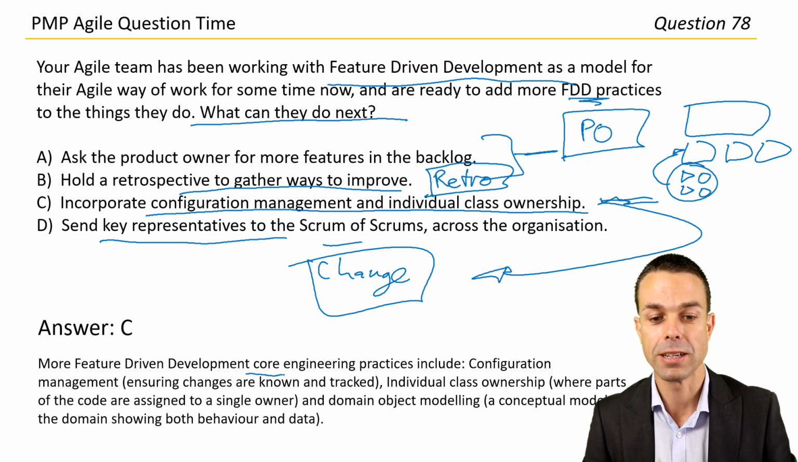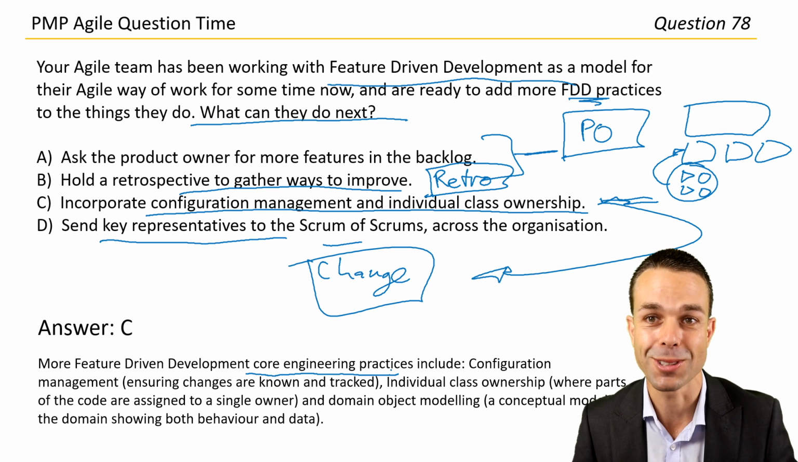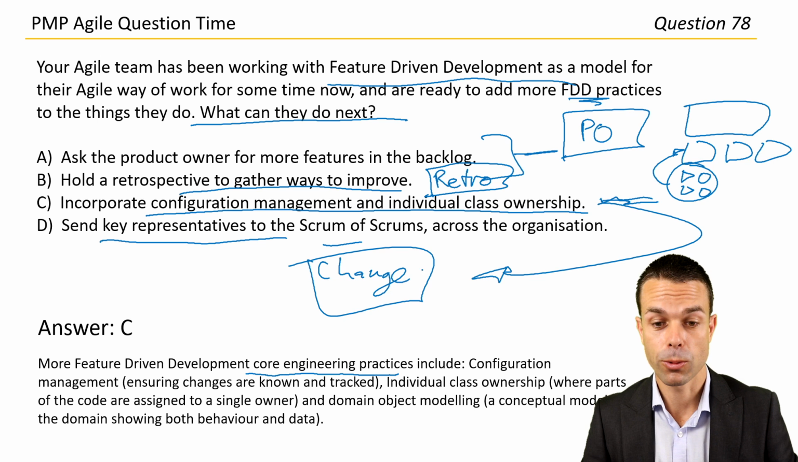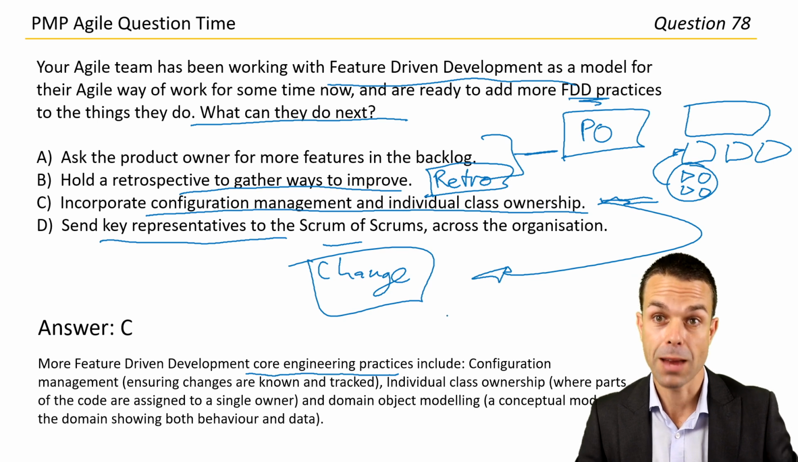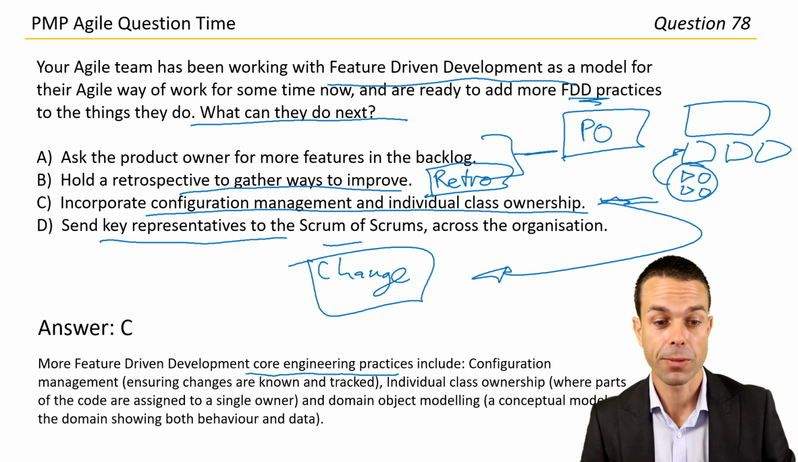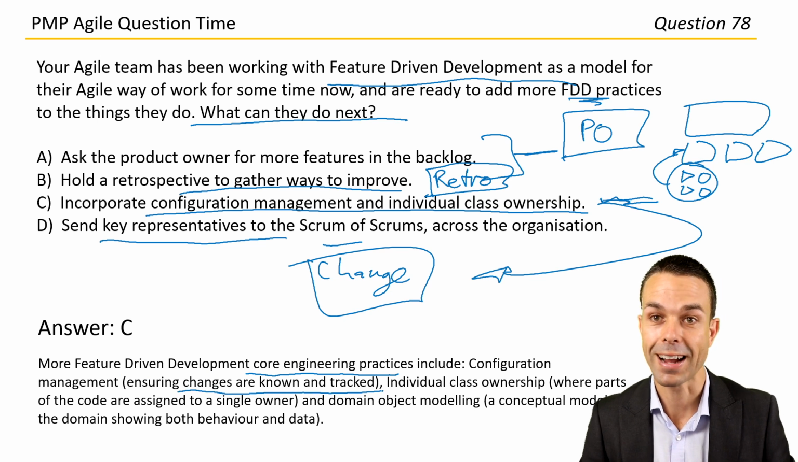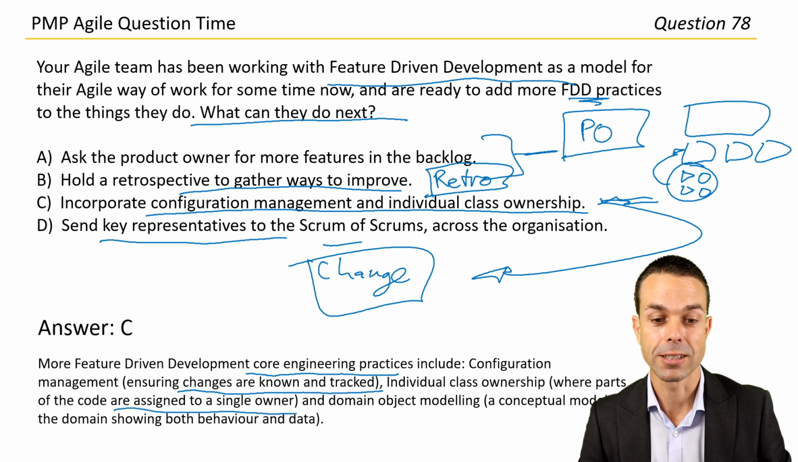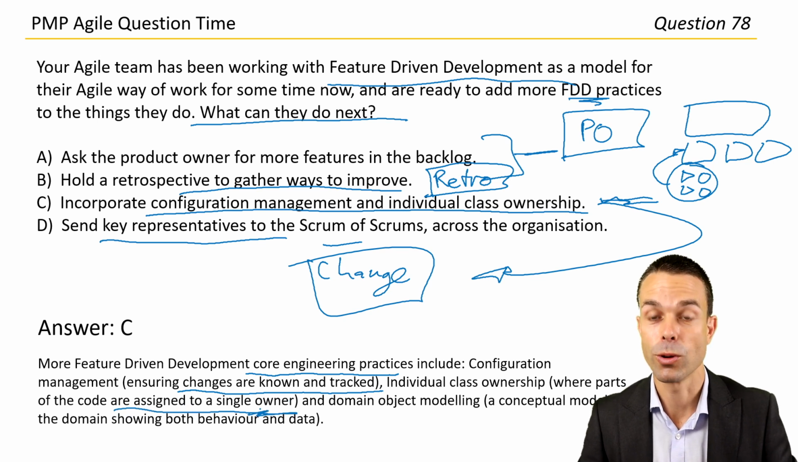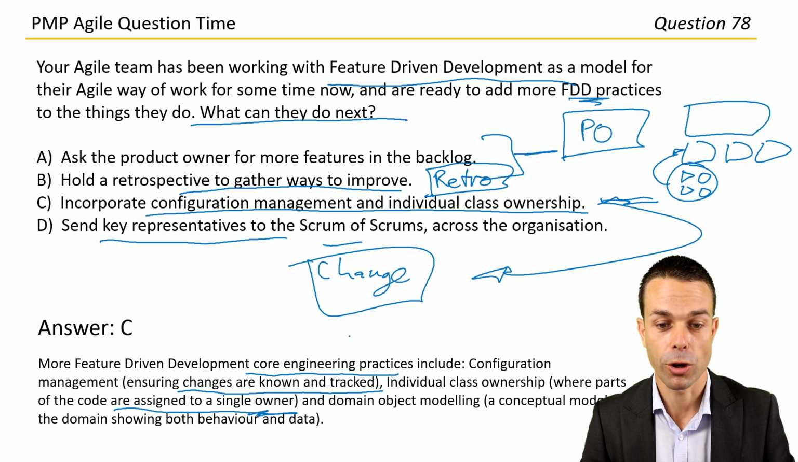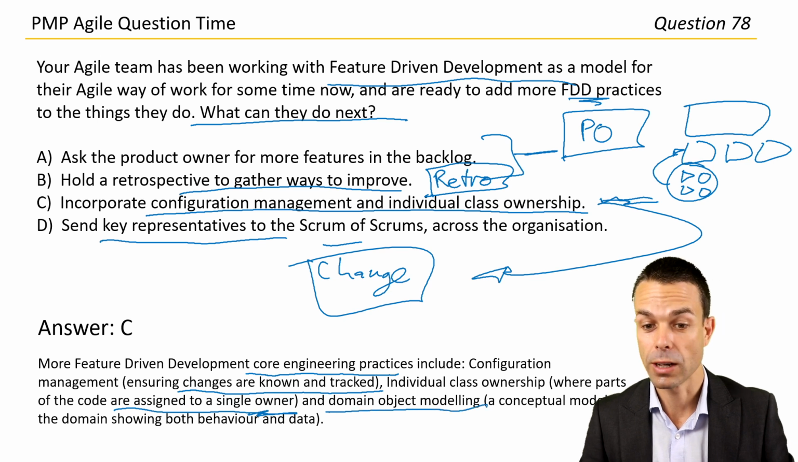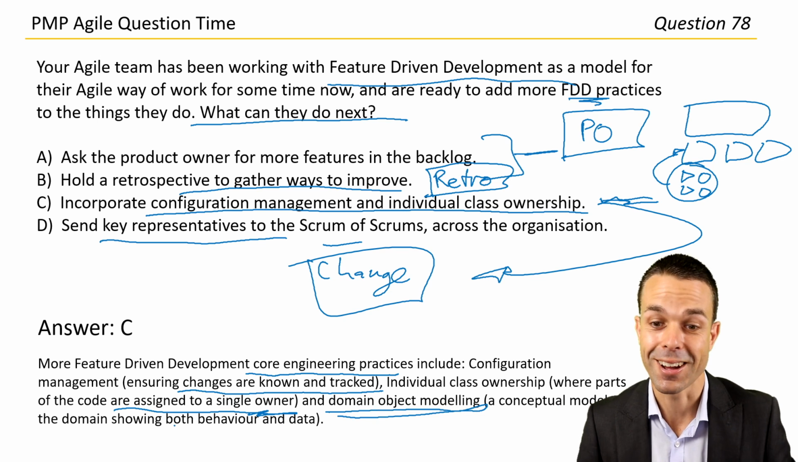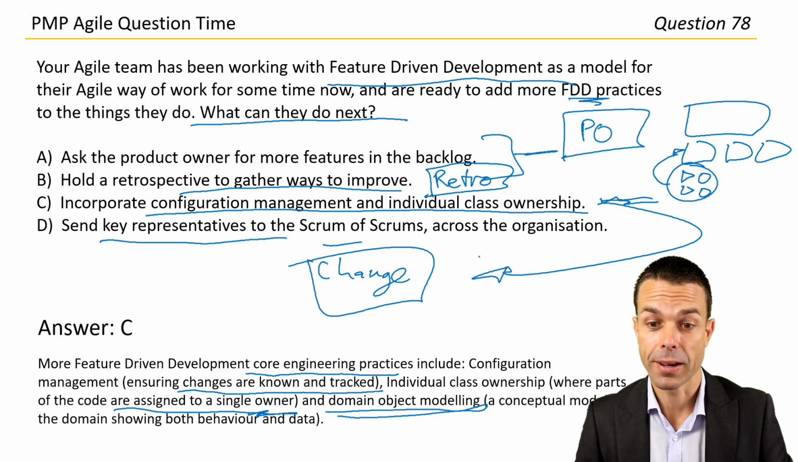All right, so these are core engineering practices. We're delving into the more technical side now, which is really cool. Even though it doesn't have to be technical, this is where we're going, and a big part of Agile can be technical as well. Configuration management, ensuring that changes are known and tracked. And individual class ownership, where parts of the code are assigned to a single owner, and they become the experts and the owners and responsible for that part of the code. And domain object modeling as well. So this is a conceptual model of the domain showing both behavior and data. And that's another part that we can look into.